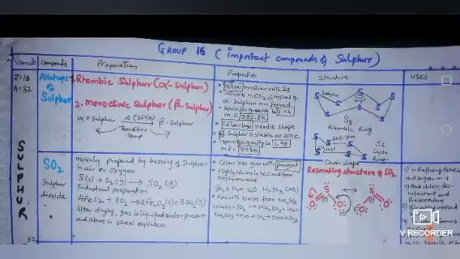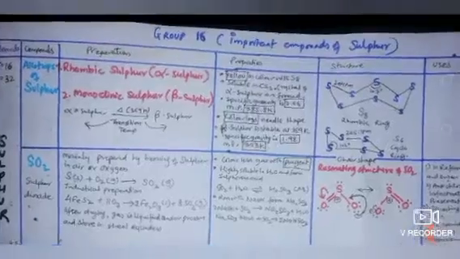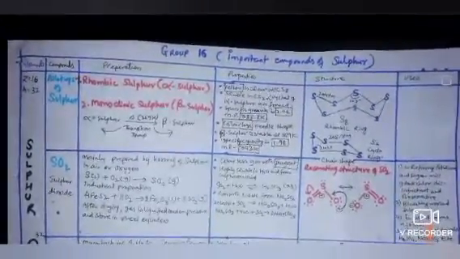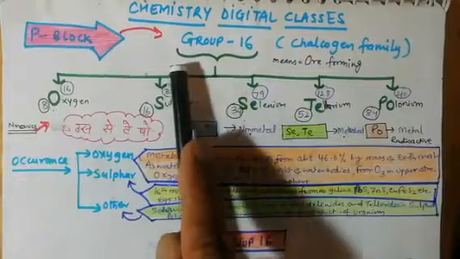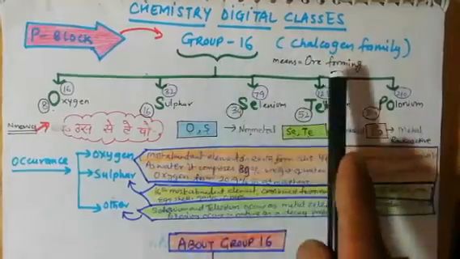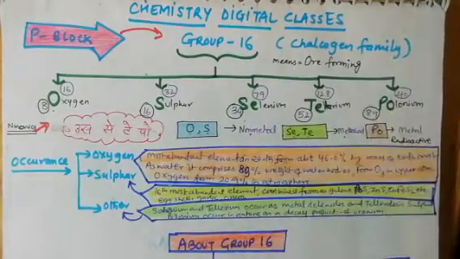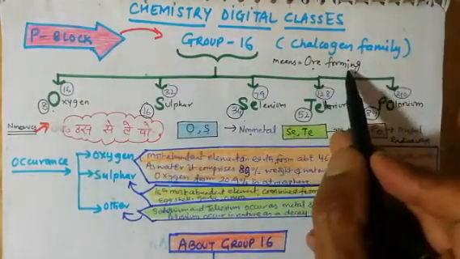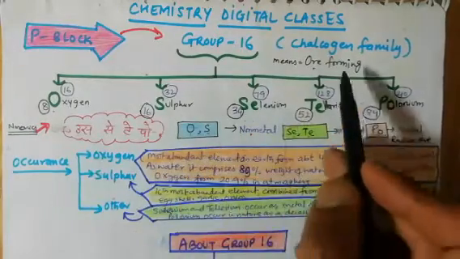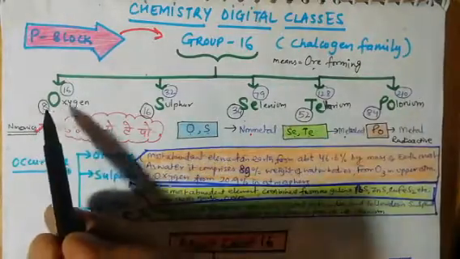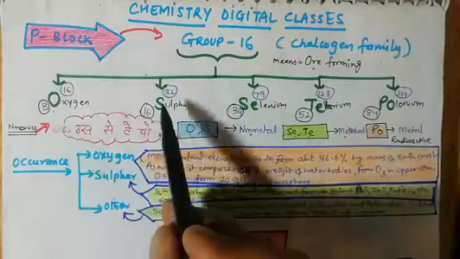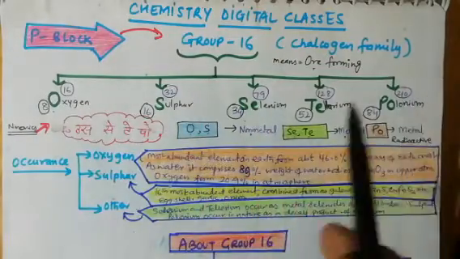As we have already started our Unit 7, that is p-block elements, and group 15, we have started group 16, which is called the chalcogen family. Chalcogen family means it's the ore-forming family. It means that all these elements are ore forming, whereas group 16 members are oxygen, sulfur, selenium, tellurium and polonium.